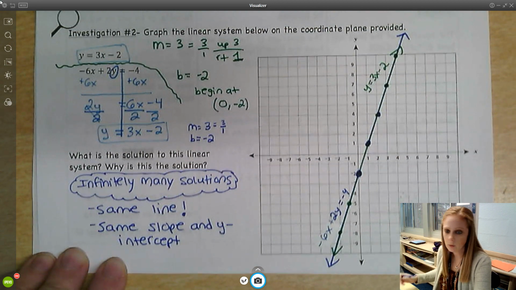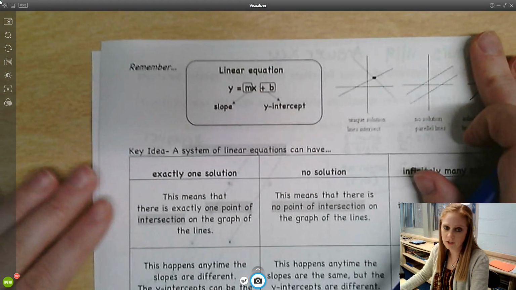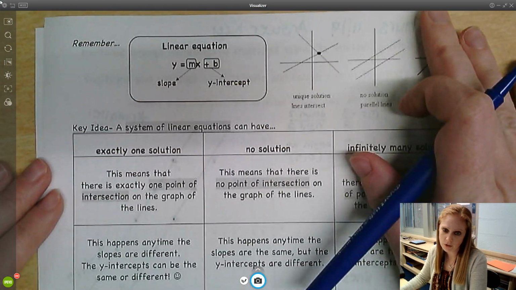Exact same line. Okay. The next page is all just notes. Okay, so we're reminding you the equation is y equals mx plus b, the equation of a line.